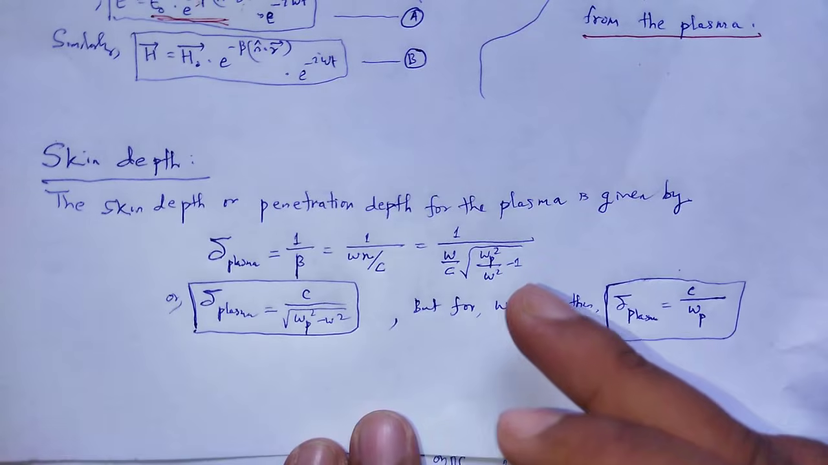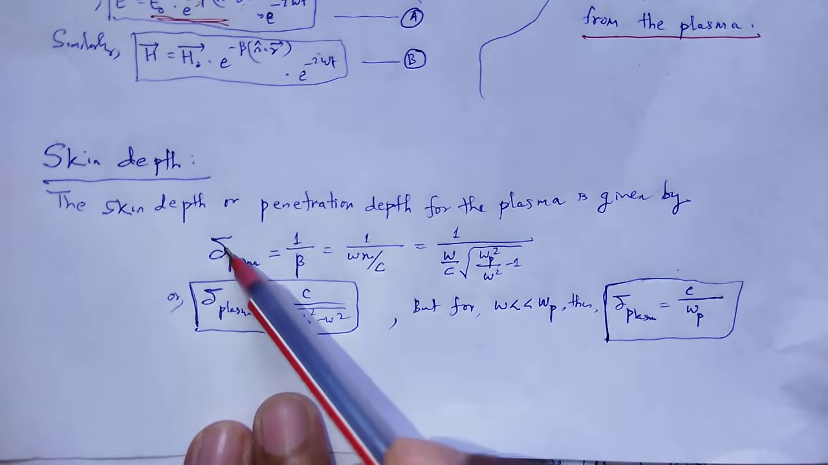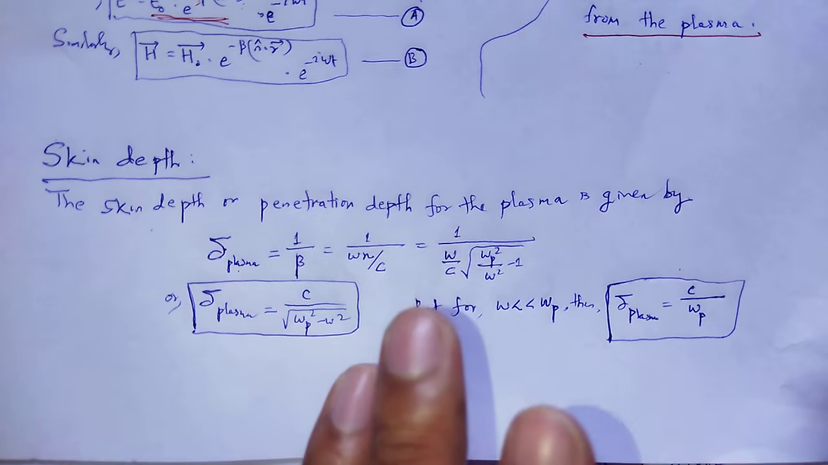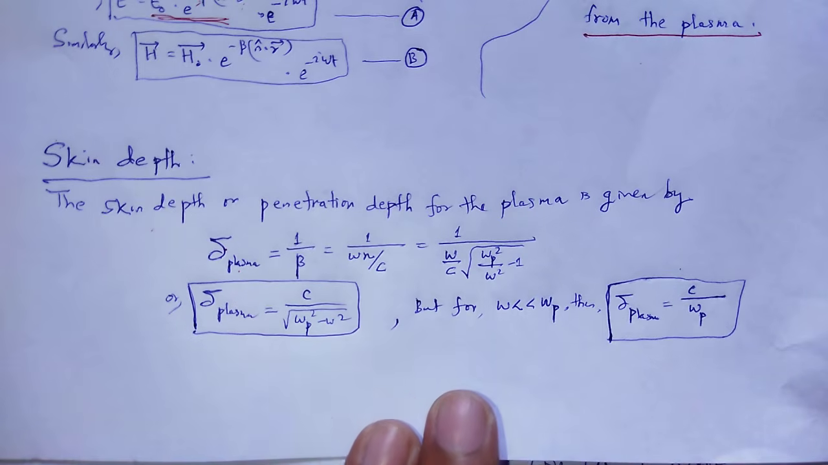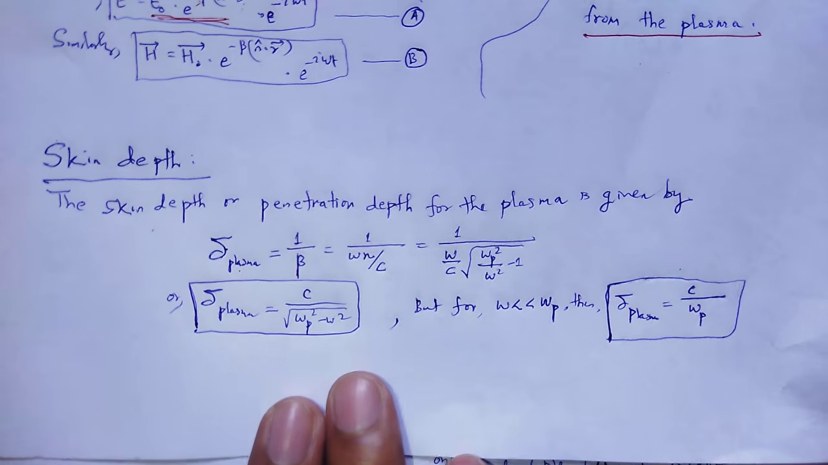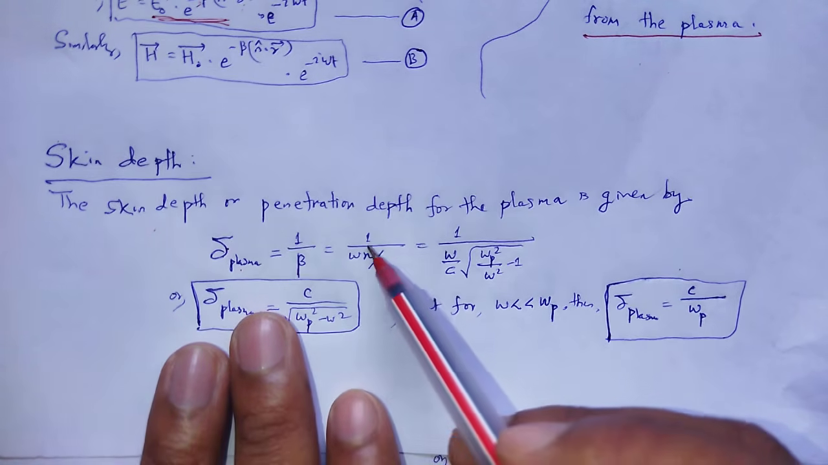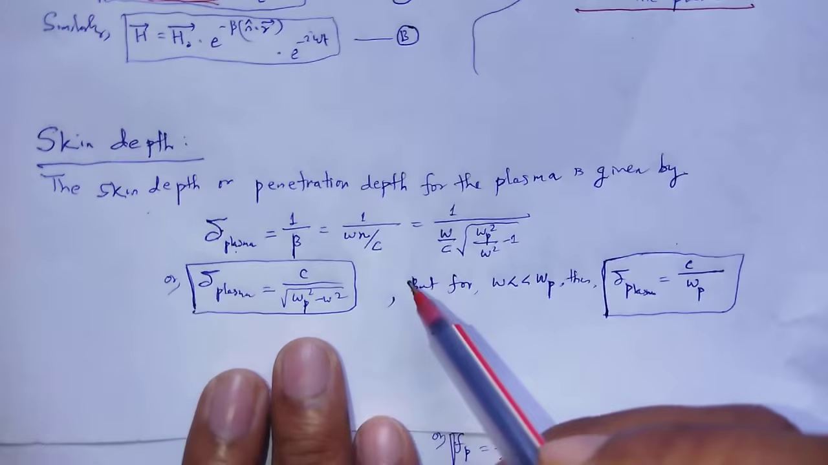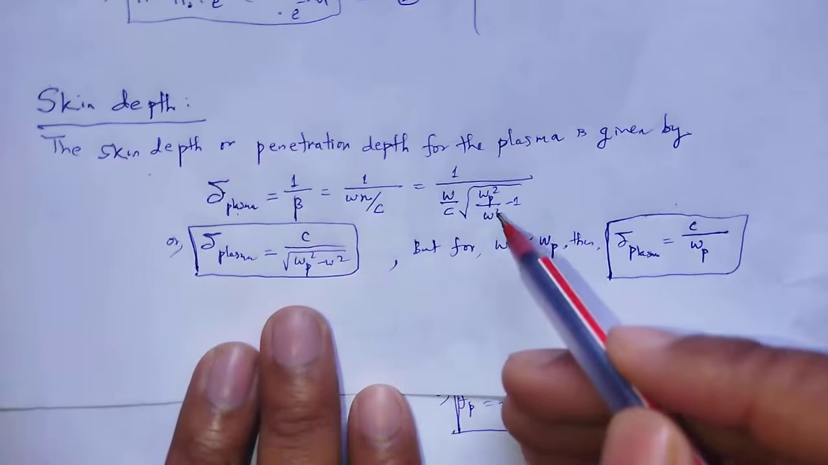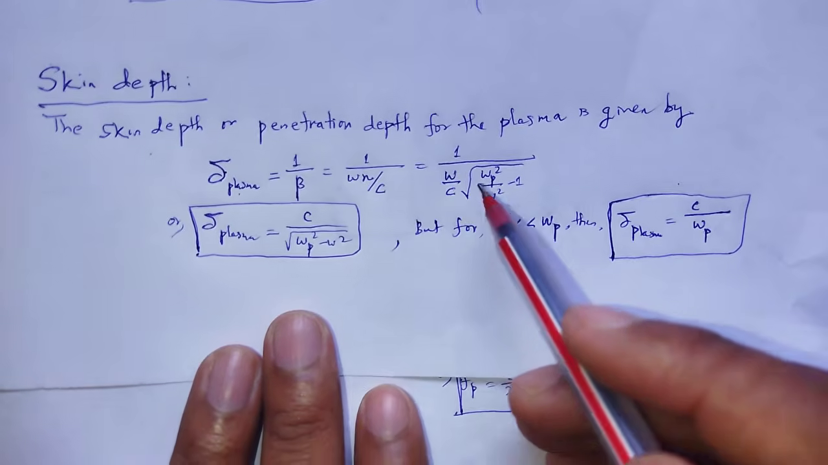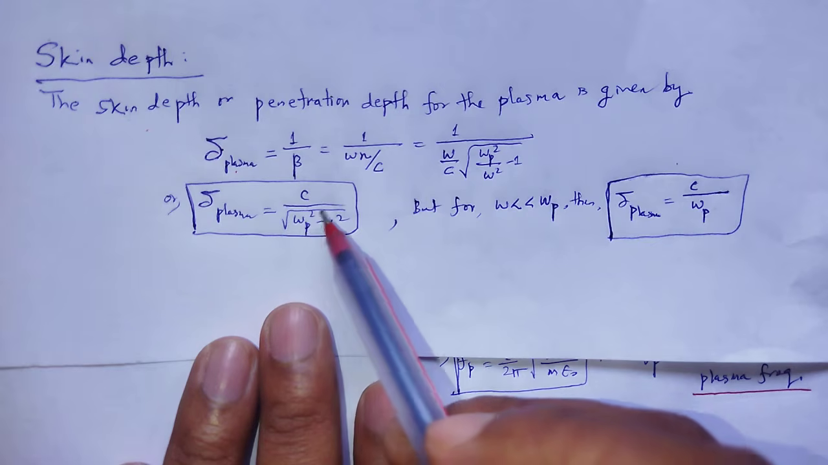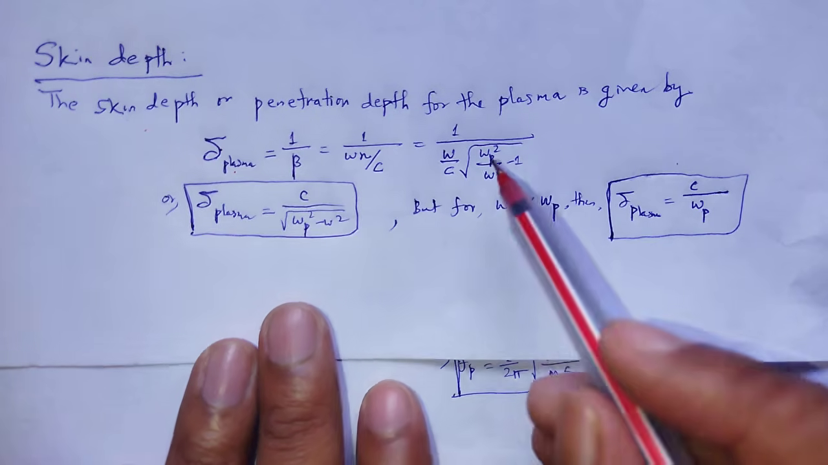The skin depth or penetration depth for the plasma is given by delta plasma equal to 1 by beta. We are clear what skin depth or penetration depth is: the distance travelled by the electromagnetic wave through the medium. What will be the distance? 1 by beta, where beta is omega by c into n. Putting the value of n as the square root of omega p squared by omega squared minus 1 and simplifying, delta for the plasma medium is c divided by the square root of omega p squared minus omega squared.